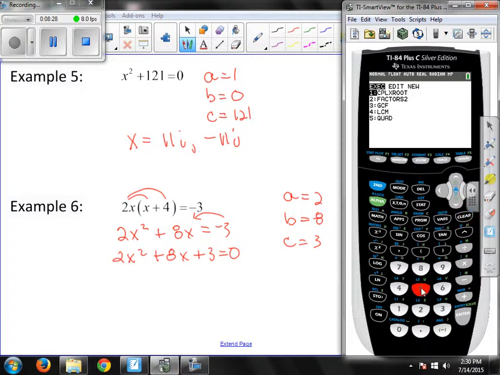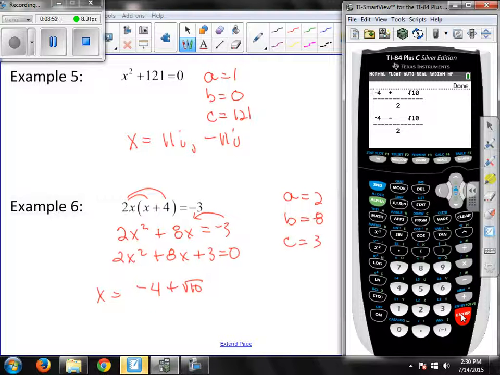Once again, we're going to use our quad program. A is 2, B is 8, C is 3. Now notice this time I got two decimal approximated numbers. Press enter one more time, and x is equal to negative 4 plus the square root of 10 over 2, and negative 4 minus the square root of 10 over 2 are our two exact solutions.